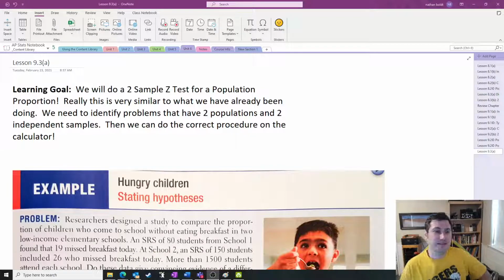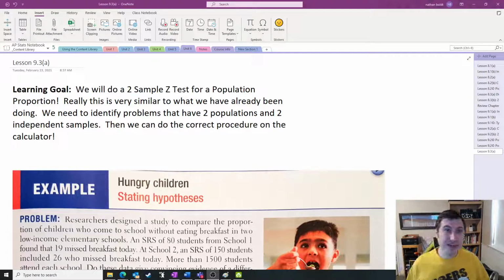Hello AP Statistics students. In this video, we are going to do a two-sample z-test for a population proportion. So far, we've only been doing one samples, right? Now we're looking at two samples. The difference here is very similar to when we did this same idea for a confidence interval. We did one sample confidence intervals and then we did two sample confidence intervals. Some of the differences are very similar, and hopefully you will see that the two procedures are very similar.